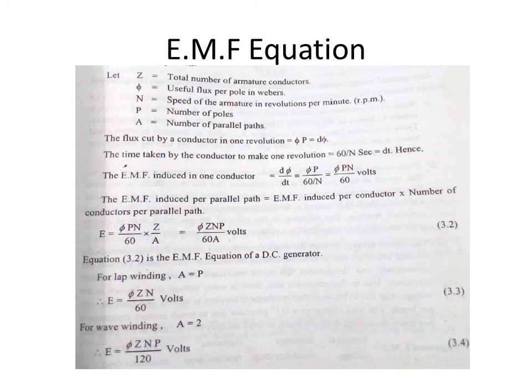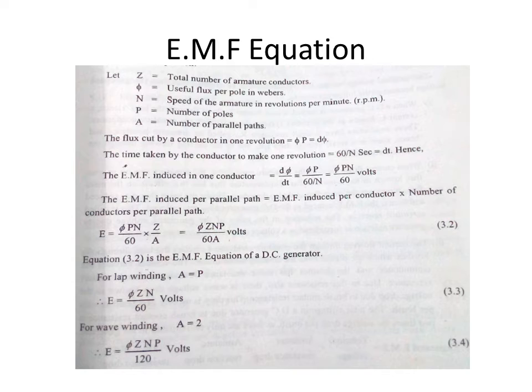Rate of change of flux is directly proportional to the EMF induced in the conductor. That is Faraday's law. So dφ/dt: the flux cut by a single conductor is φP, and the time taken for the conductor to cut in one revolution is 60/N seconds. So φPN/60 volts is the EMF induced in one single conductor.